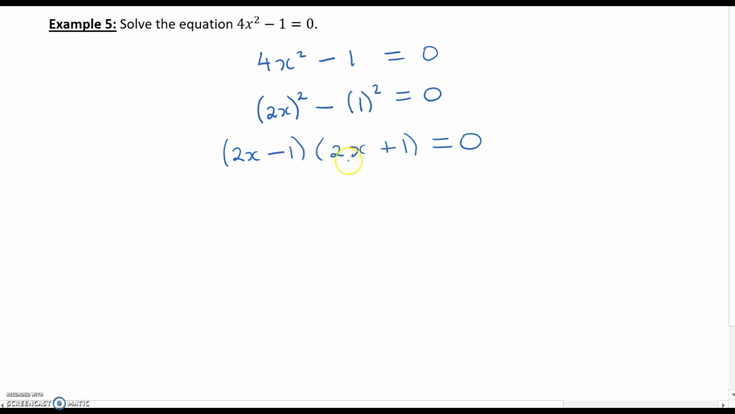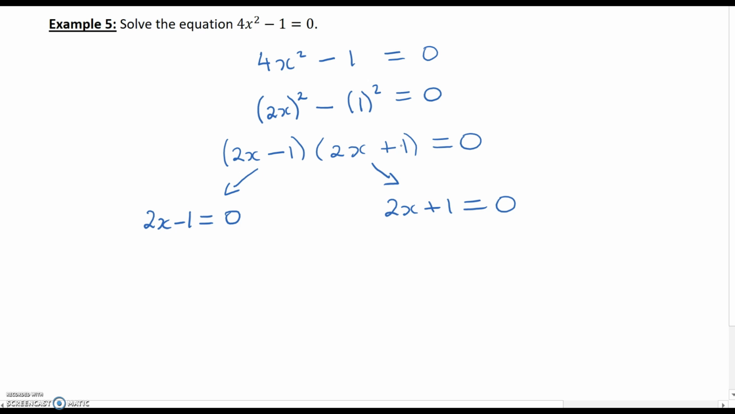And remember, we've met this before. If we're multiplying two pieces of mathematics, two numbers, two variables, two expressions, and the answer is 0, then one of the things we multiplied, or both of them, must be 0. So either the 2x minus 1 is equal to 0, or the 2x plus 1 is equal to 0. Because that's the only way we could get 0. Either one or both of these has to be equal to 0.